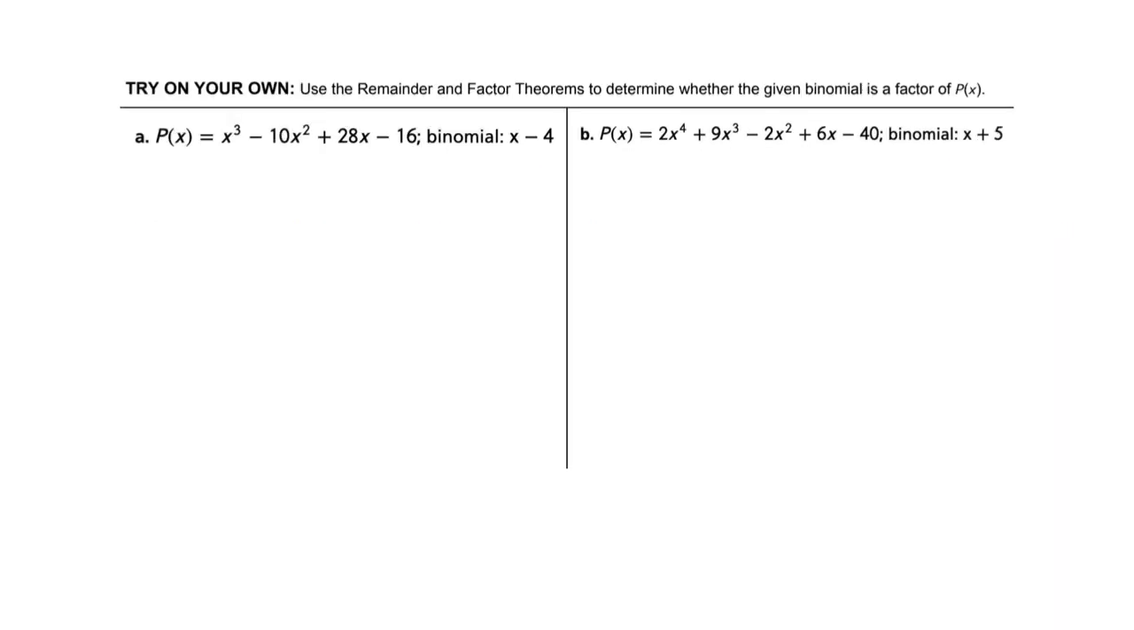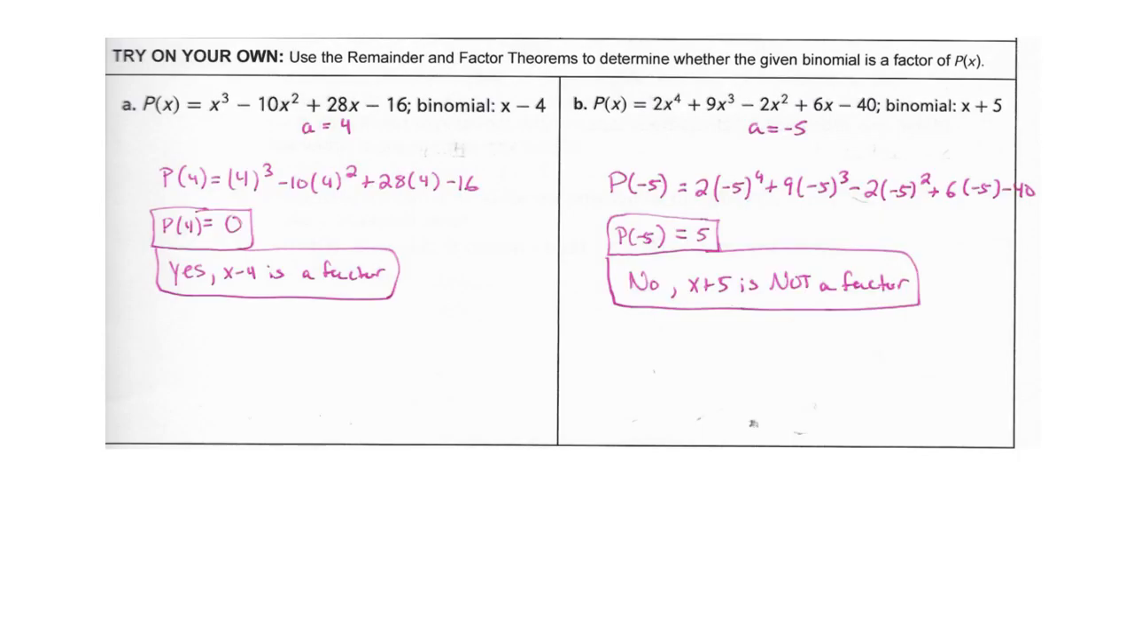Okay, so what I want you to do is try these on your own. Then you can pause it, and then you can check your solutions. Here are the solutions. A, you get an answer of 0 when you substitute in 4 to the equation, right? Because your a is 4, so yes, x minus 4 is a factor. The next one, when you substitute negative 5 in, it does not equal 0, it equals 5, so it is not a factor.